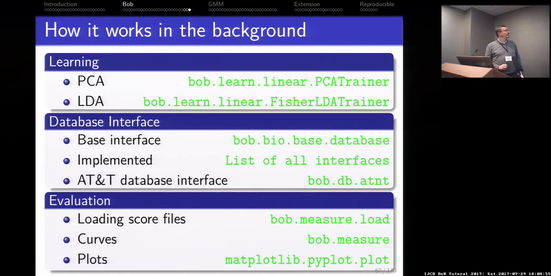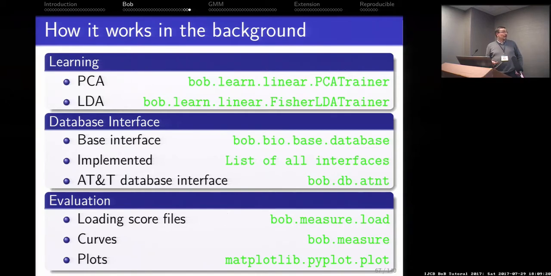Then we have yet another low-level database interface, bob.bio.base database, and we have a list of implemented databases. There is a link here; you can click on that. It's quite a lot. For what we have used so far, we have used the bob.db.atnt interface. But as I said, there are more.